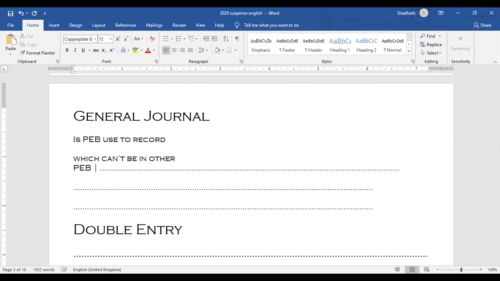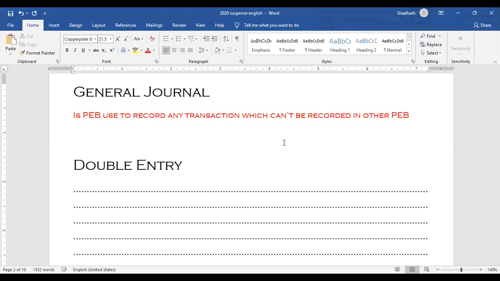Can you note it down, everyone? General journal, note it down, everyone. Next one, double entry. What does double entry mean?